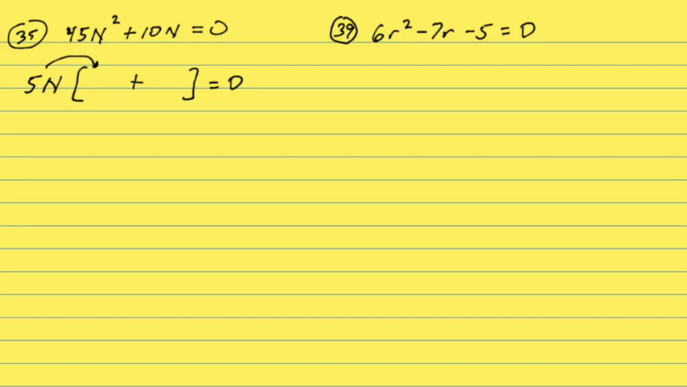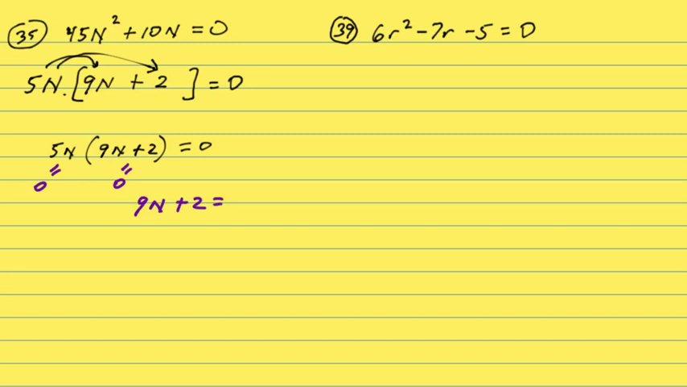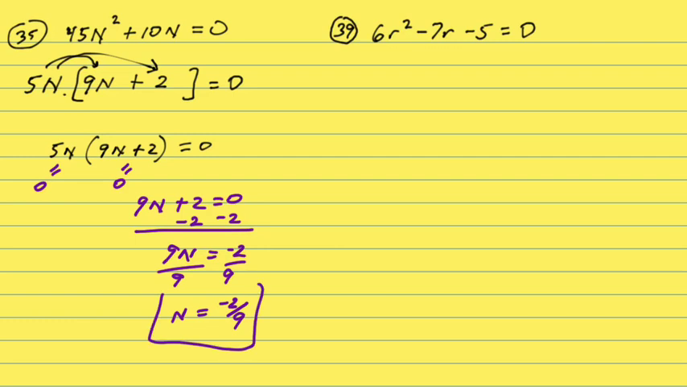5 times what is 45? 9. And do I need another n to make the n squared? I'm sorry, I just need the n to make the n squared, right? Okay, 5n times what is 10n? 2. So I have 5n times 9n plus 2 equals 0. I'll make each factor equal 0. If 9n plus 2 equals 0, I would subtract 2 and then divide by 9. So one of my answers is negative 2/9.